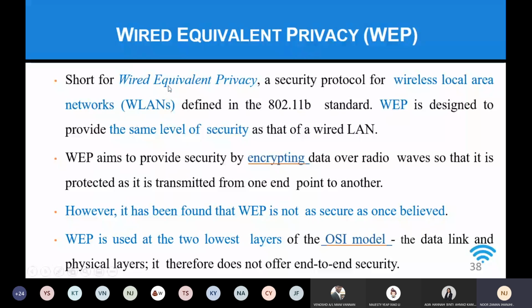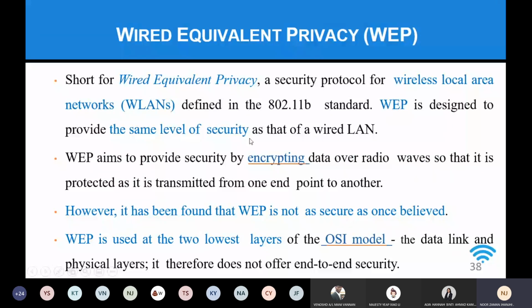WEP is short for Wired Equivalent Privacy, a security protocol for wireless local area networks, WLANs, defined in the 802.11b standard. WEP is designed to provide the same level of security as that of a wired LAN, but this was actually not correct.